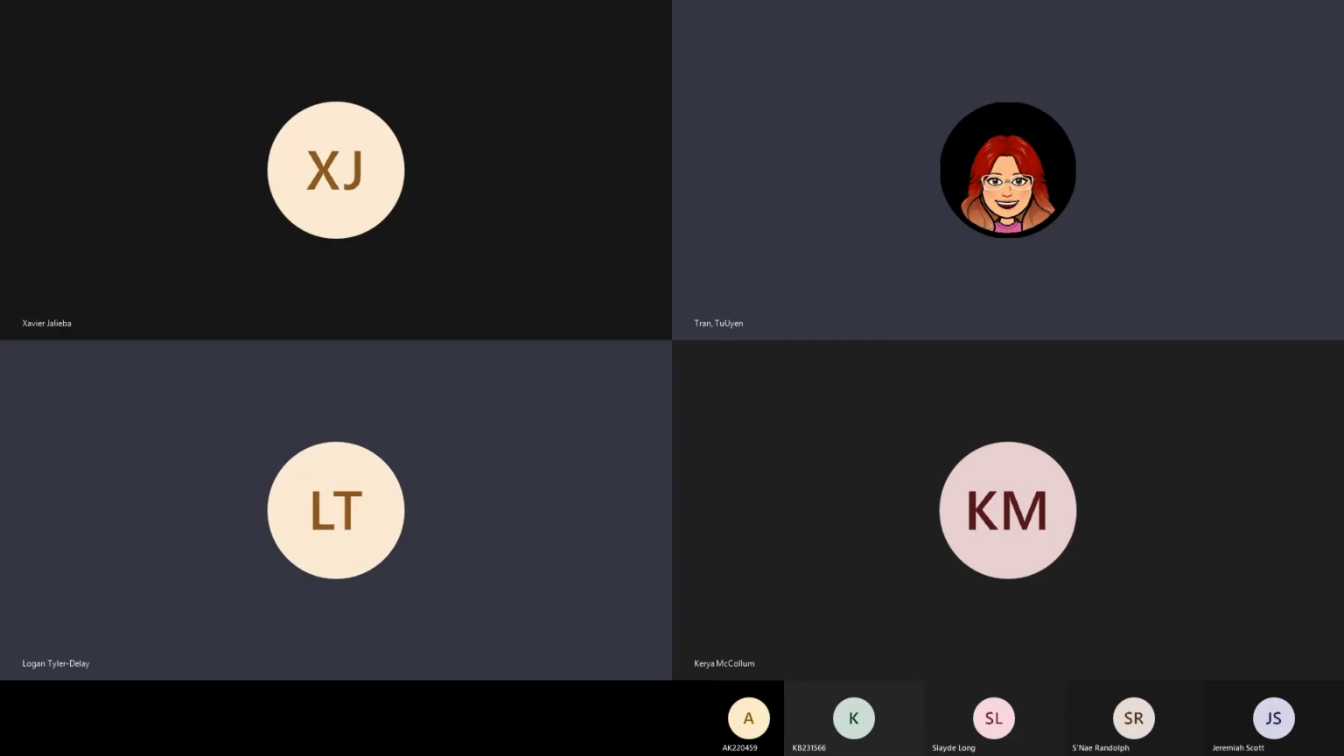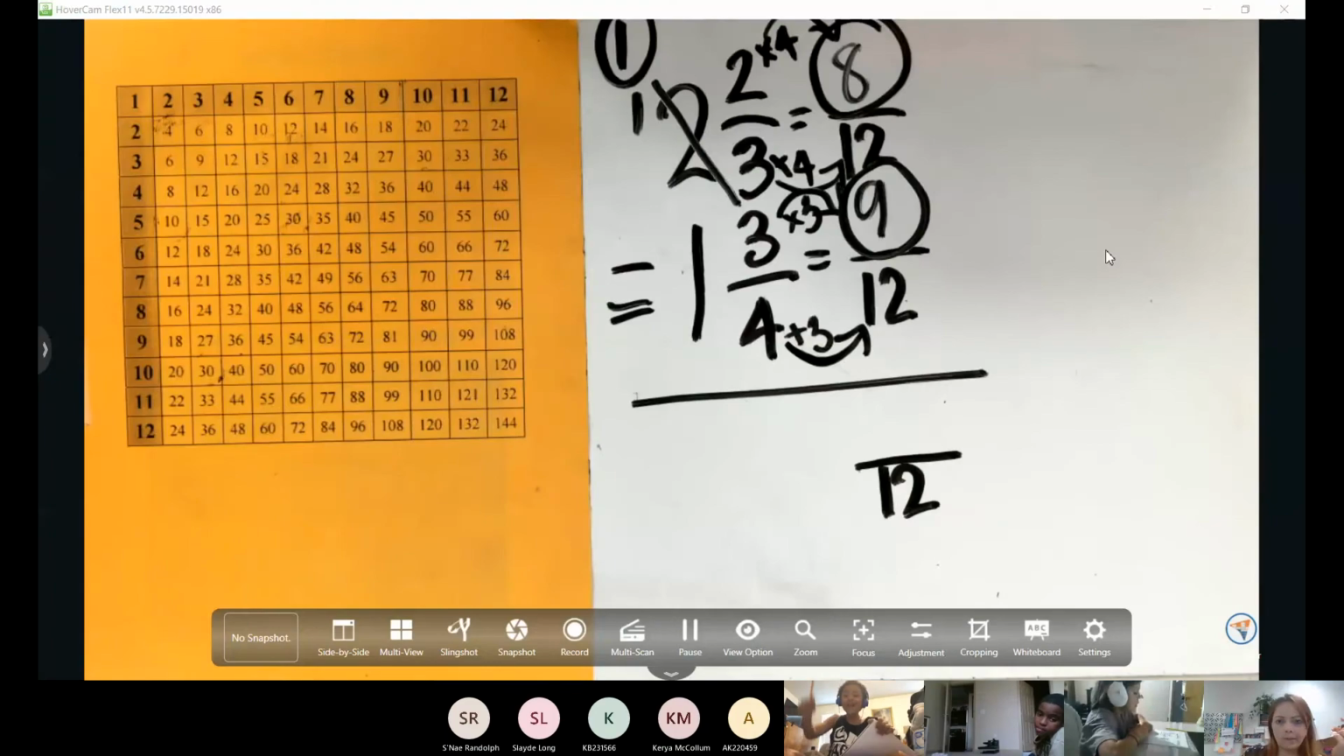I was gonna say, when we borrow, if there's a whole, well, do we always take away from the whole, or do we also turn the 8 into 18 and then subtract? No, we always take it from the whole. Thank you for asking that question. So, what do we do if there is no whole?